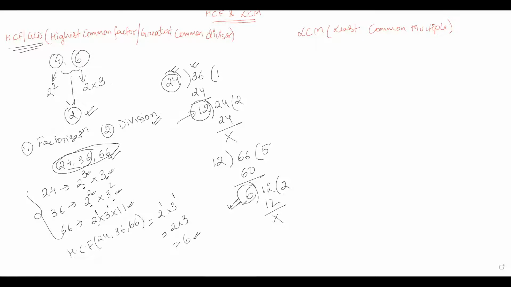So generally, when the numbers are small numbers, or 2-digit or 3-digit numbers, we can use the factorization method. But when the numbers are big numbers, say like 4-digit numbers or 5-digit numbers, in that case, we can use the long method, that is the division method.